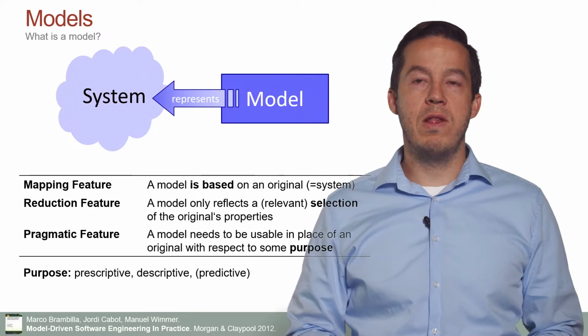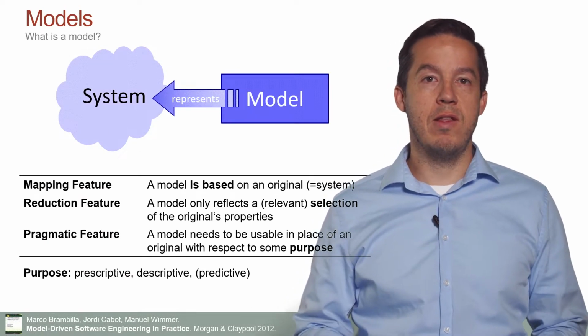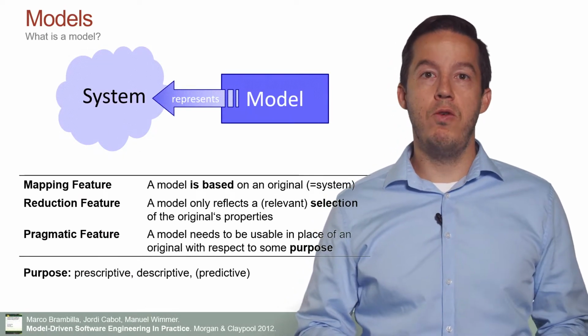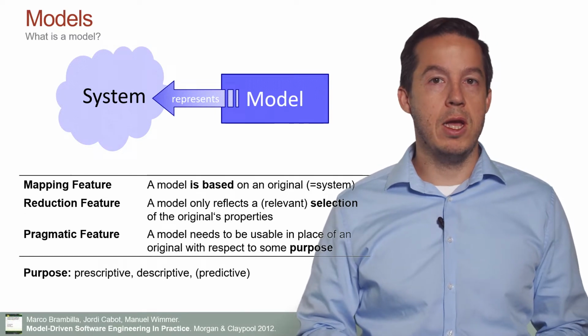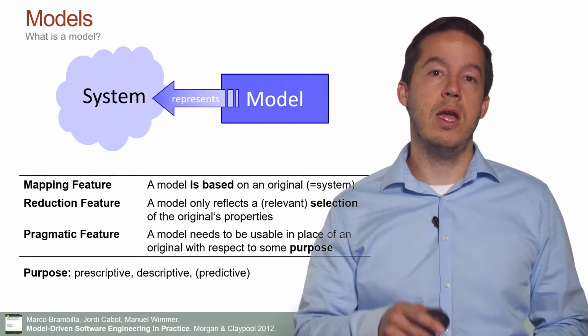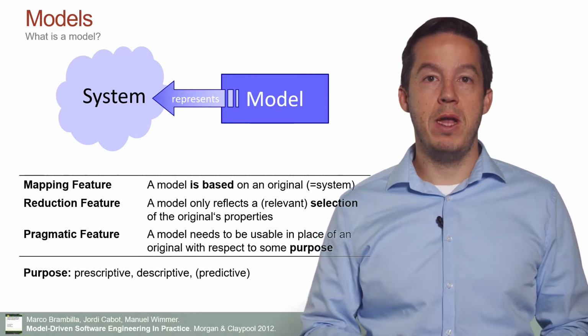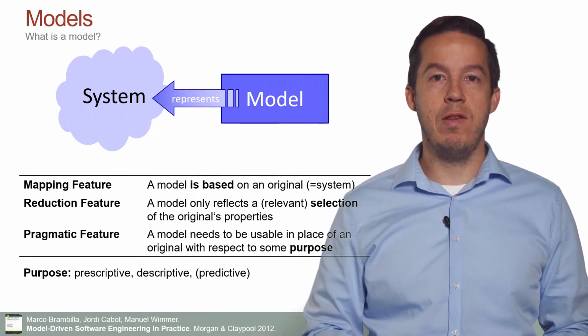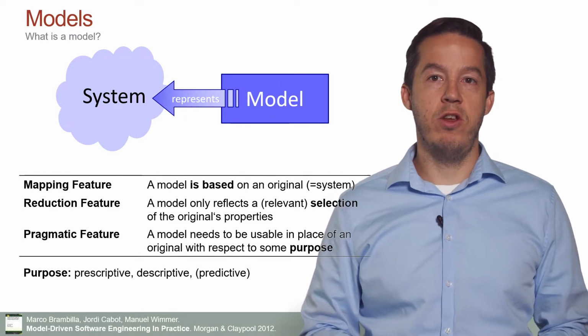So a model always represents a certain system under study. The system can be a computer system, it can be an enterprise, it can be a university, whatever it is. And the model always is a representation of that system. So it's by definition not the actual system, but only a representation thereof.